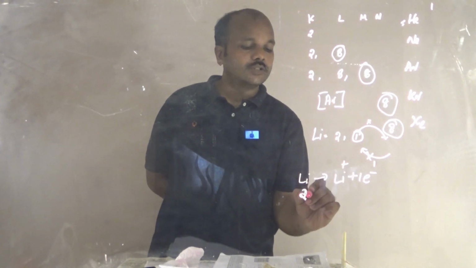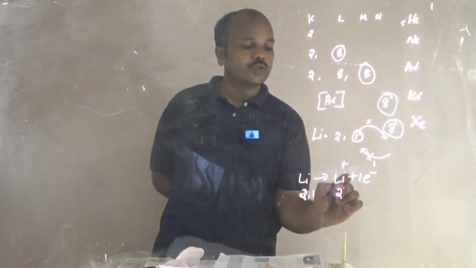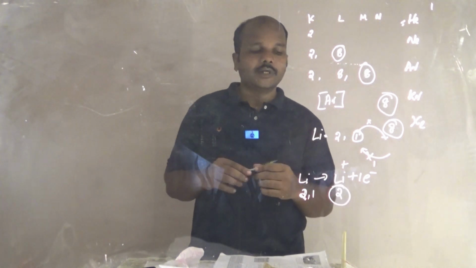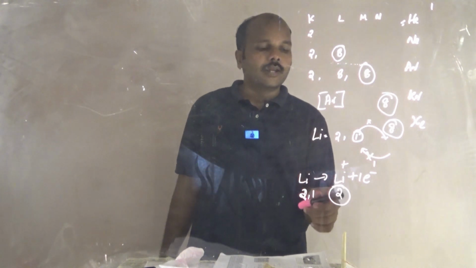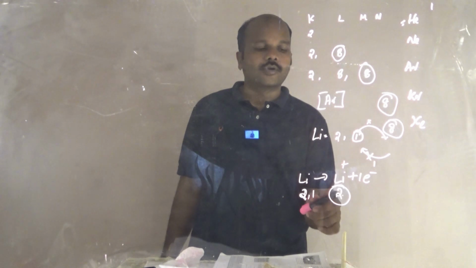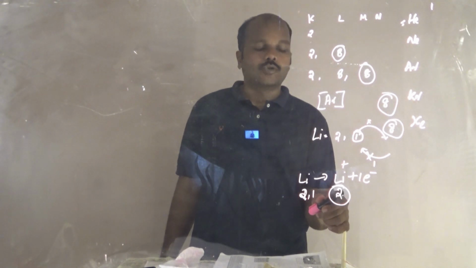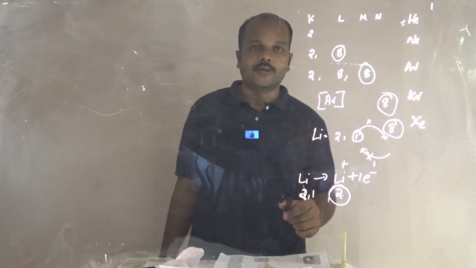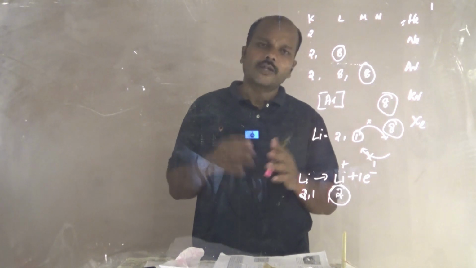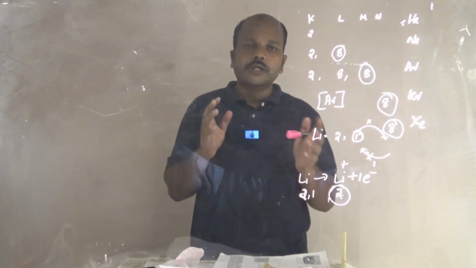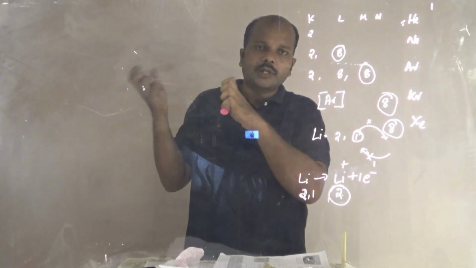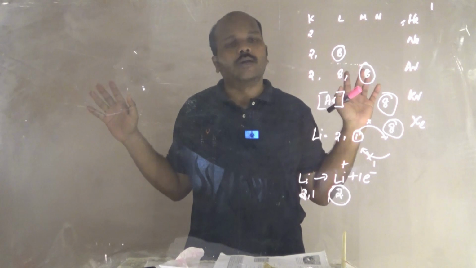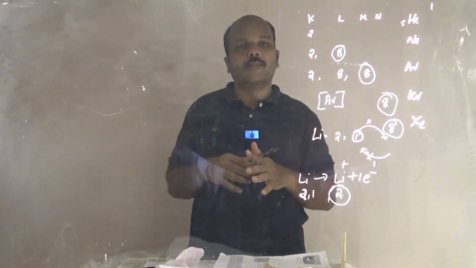So it converts from 2, 1 to 2, so that its outermost shell is stable. The K shell can accommodate only two electrons, and its maximum capacity is getting filled. So this is the tendency: if you take any element, it has a tendency to accept electrons or release electrons, so that the element remains stable.